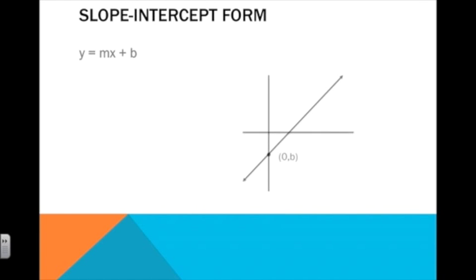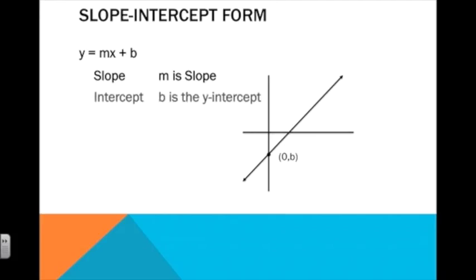So let's first of all look at slope-intercept form a little more closely. You'll notice here we have the equation y equals mx plus b. And as we mentioned, m is the slope. The intercept part of this name is because b is the y-intercept. Now you may ask, what's a y-intercept? Well, an intercept is simply a place where the line crosses an axis.